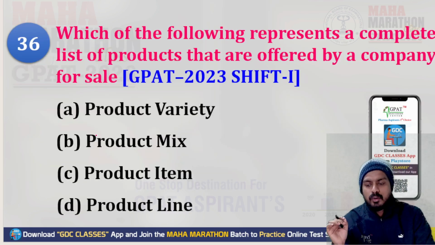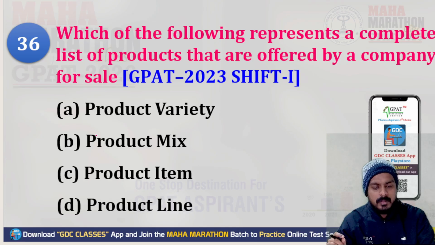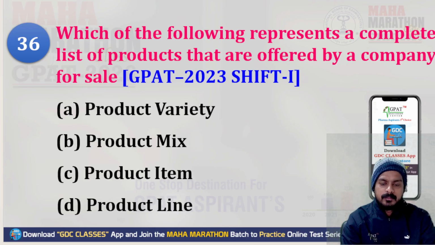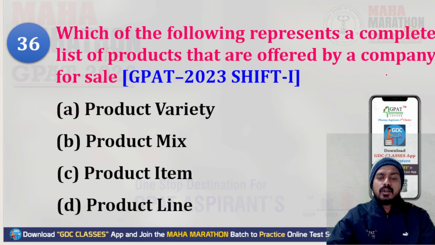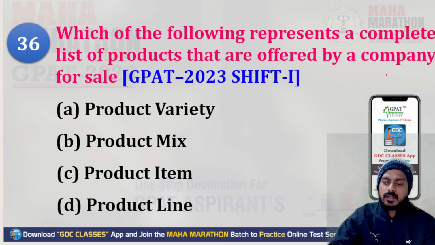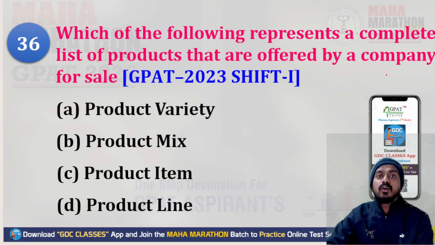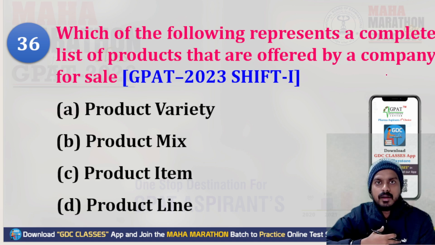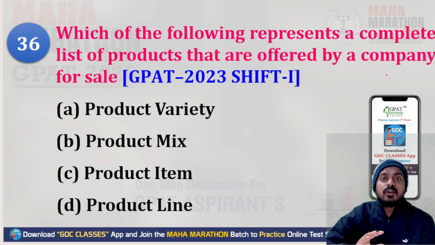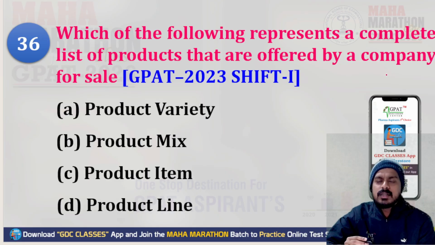Next question. Which of the following represent a complete list of products that are offered by a company for sale? Product variety, product mix, product item, or product line. You have to find out where you will get the whole list of products. Suppose I am a supplier of a particular product, so when I give a list, it consists of all the products in our brand with their list price and discount and all.